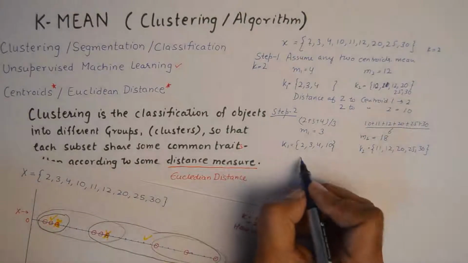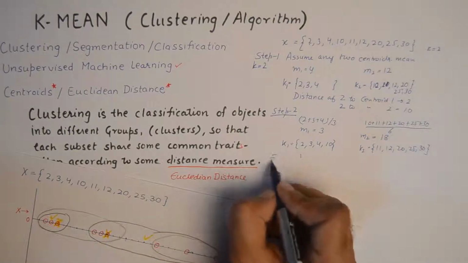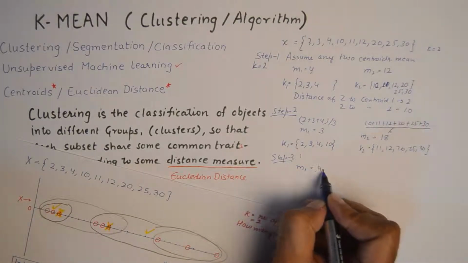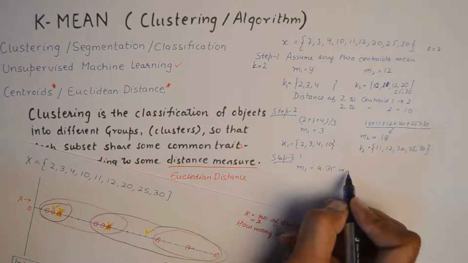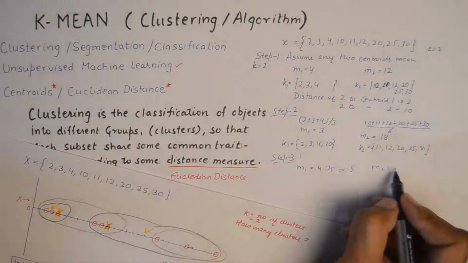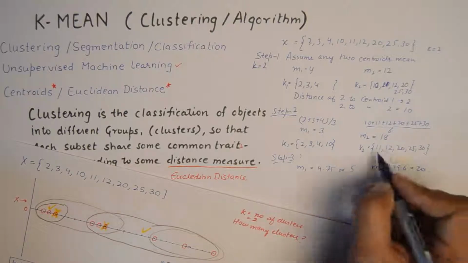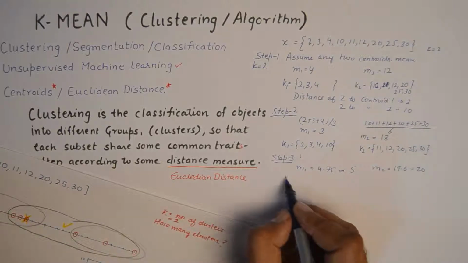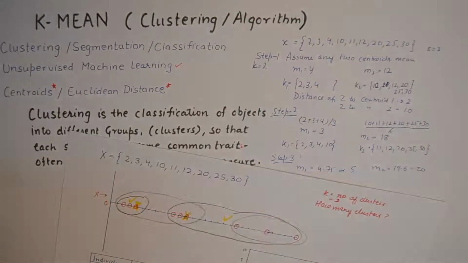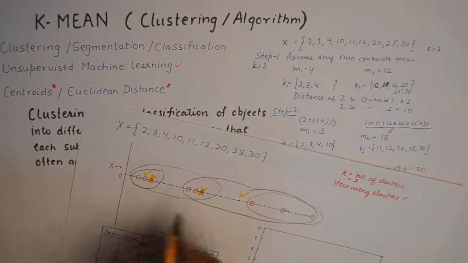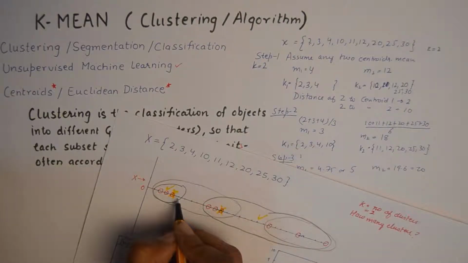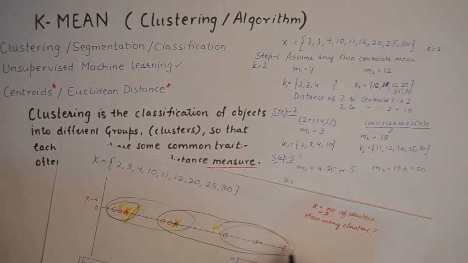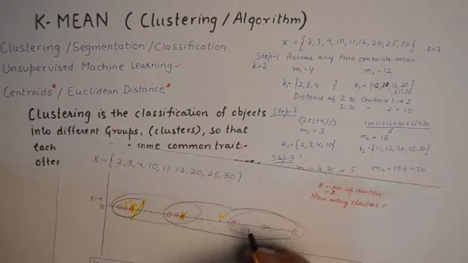So again we calculate the mean in step number 3, which is the third iteration. We get M1 is equal to 4.75 or roughly 5, and M2 is equivalent to 19.6, which is 20. So we add up all these, divide by 5, add up all these, divide by 4. Now when we say the centroid has shifted again to 5, so the new centroid has gone here at 5 and it has gone to 20. So 20 is here.